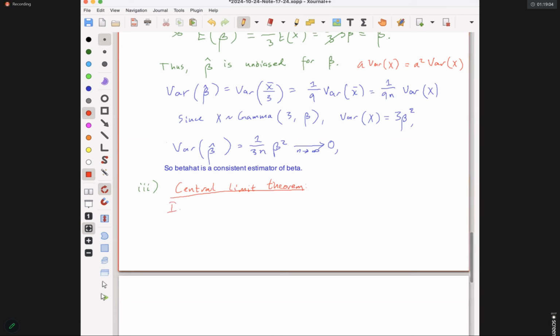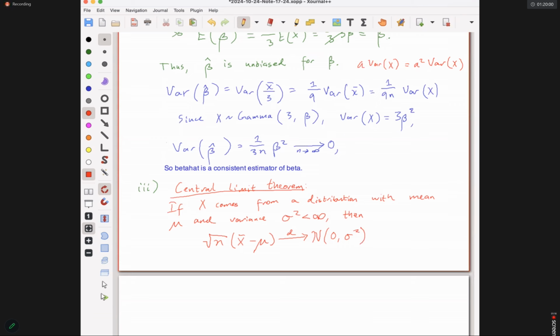And this says that if x comes from a distribution or follows a distribution with mean mu and variance sigma squared, which is less than infinity, then the square root of n times x bar minus mu converges in distribution to a normal distribution with mean 0 and variance sigma squared. Does this make sense?